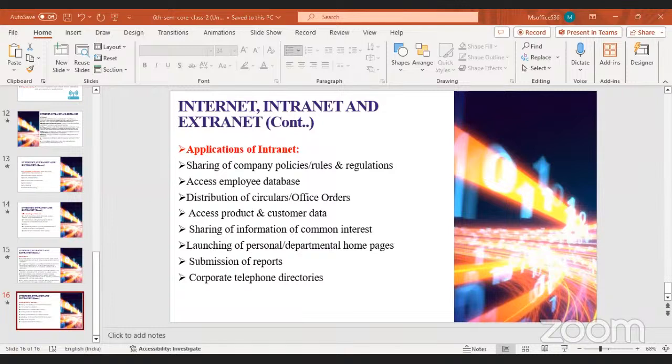And in the banking sector, like mobile banking, UPI, yes sir, exactly. Many more examples are there. And can you say some benefits of extranets?